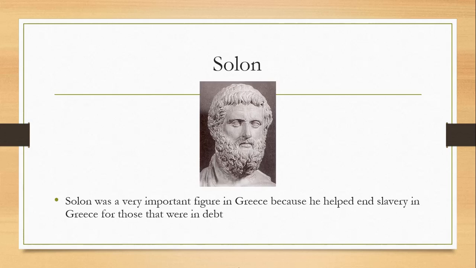Solon decided this isn't right. If people owe money, it isn't right that we're making them slaves. So he helped end slavery in Greece for those that were in debt. He's a very important figure because he was able to do this, and made people start to see that slavery in ancient Greece wasn't right. His biggest accomplishment was that he was able to end slavery for those that were in debt. That's his biggest achievement. Just remember that for the quick check.